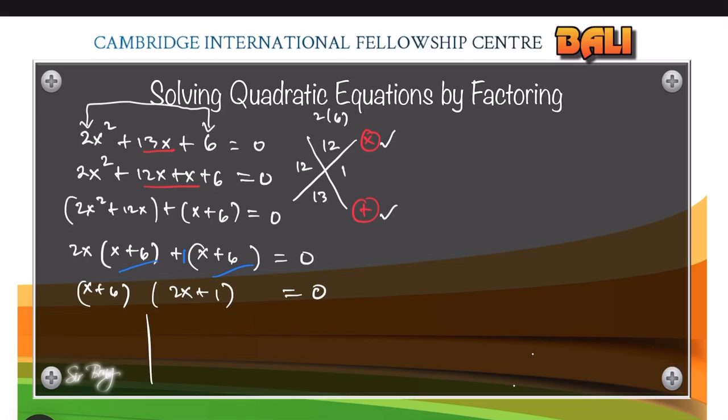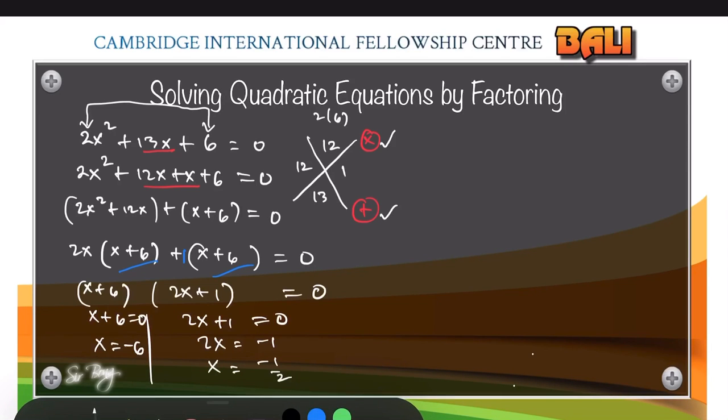Okay, equating these two factors to 0, x plus 6 is equal to 0. So x is minus 6. 2x plus 1 is equal to 0. 2x is minus 1, so x is minus 1 half. Okay, so these are the values of x.